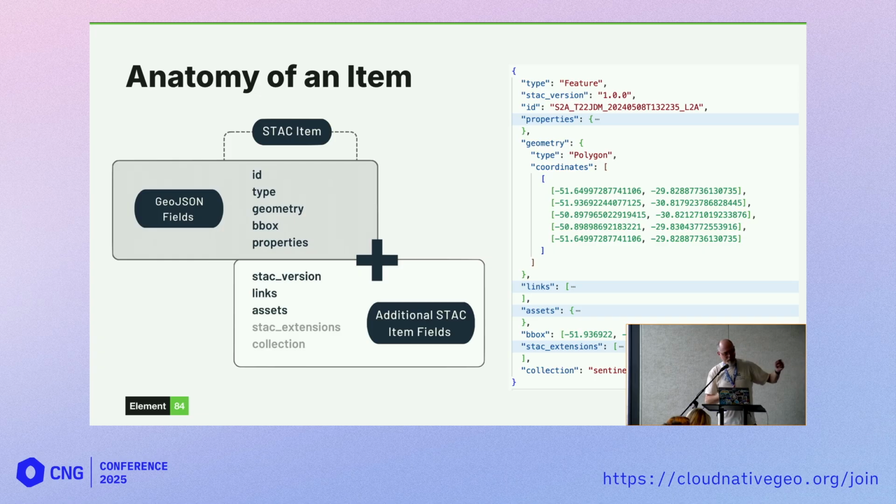Here's an example over on the right-hand side. And here you see the type. It says feature, that's a GeoJSON thing. You see the geometry, that's GeoJSON. I've collapsed the links and assets. We'll get to that in a bit. But we have the ID. Like these are all really just GeoJSON fields. The only thing that you see that isn't collapsed here, that isn't GeoJSON, is the STAC version and the collection that this one belongs to. This is a Sentinel-2 item, which I use for the rest of the examples here.